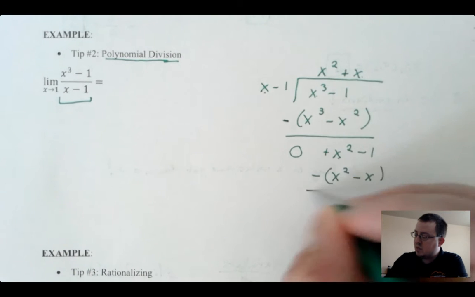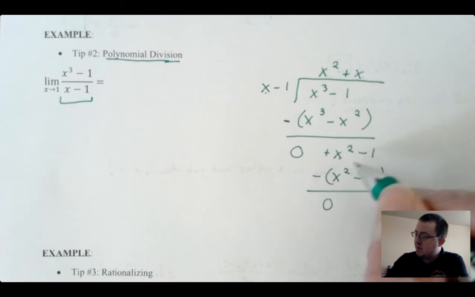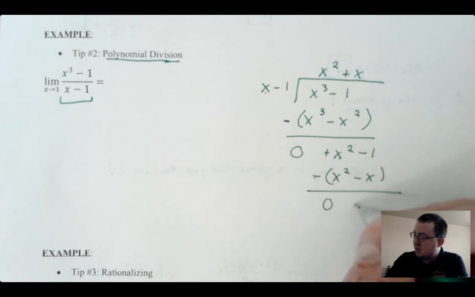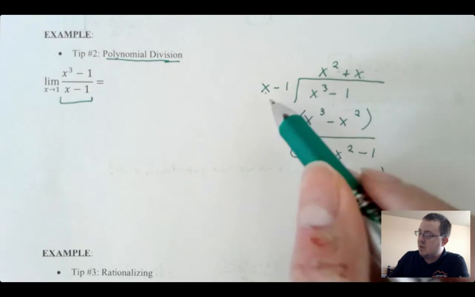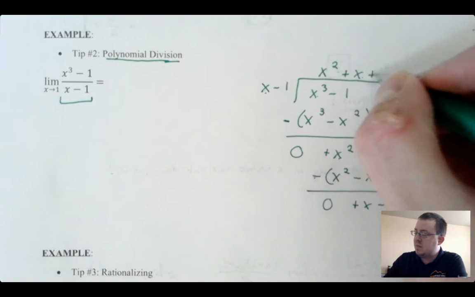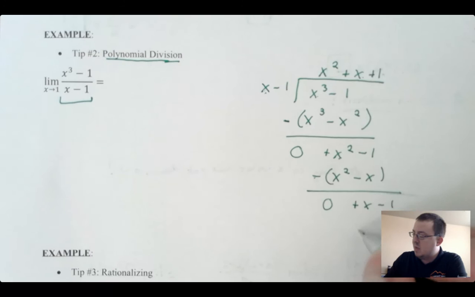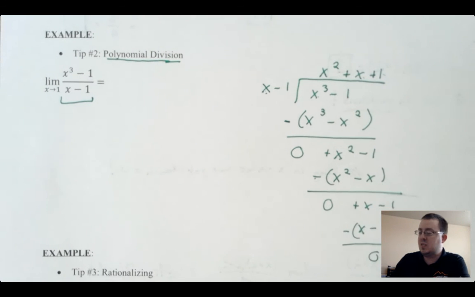X squared minus x squared is nothing. Negative x minus negative x is positive x, bring down the 1. And I see that x times 1 will give me x, so plus 1. 1 times x minus 1 is x minus 1. And this one should fully cancel out to 0. Let's move this over so you can see that end part there.